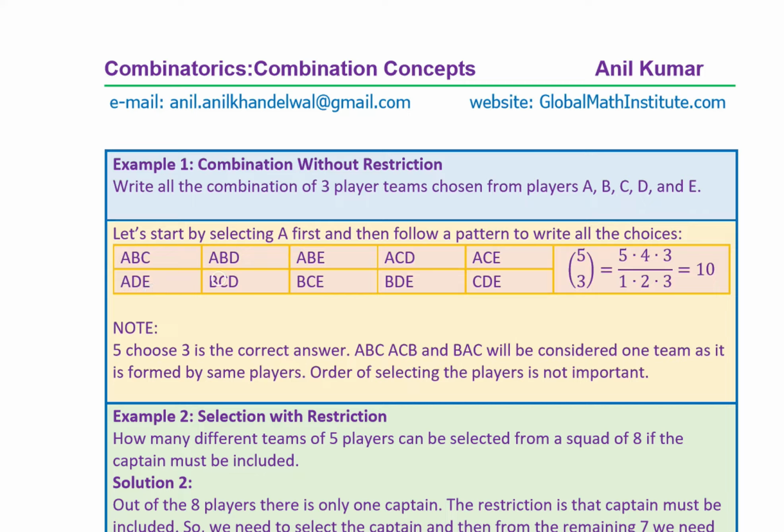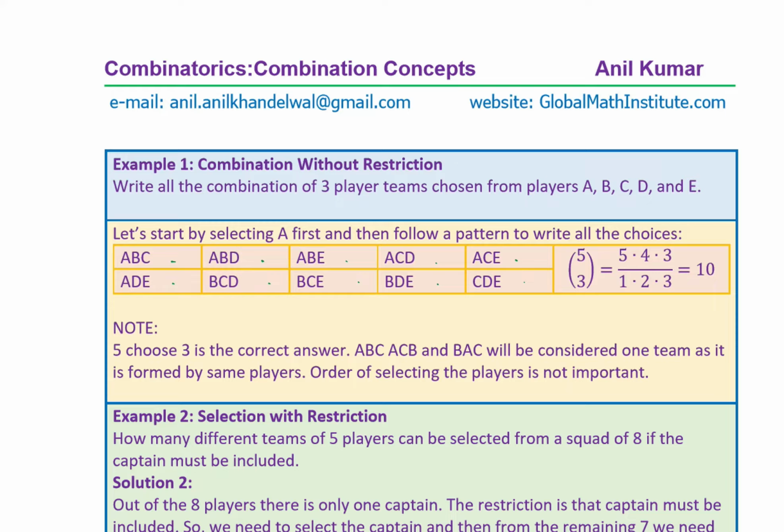Now we can begin with B, and then BCD and BCE, and then BDE and CDE. So in all, we have got 1, 2, 3, 4, 5, 6, 7, 8, 9, 10. So we have 10 teams where there are 3 players each, right, from 5. But we could have done it faster also.